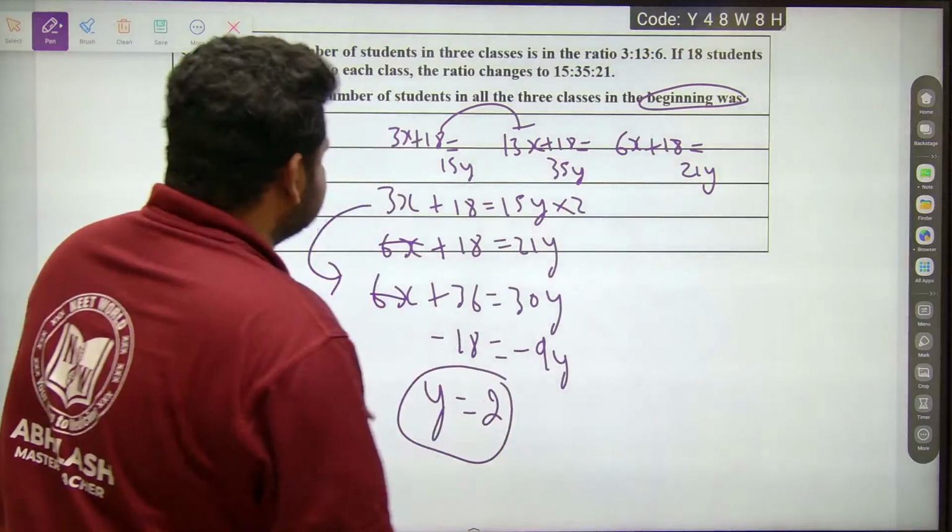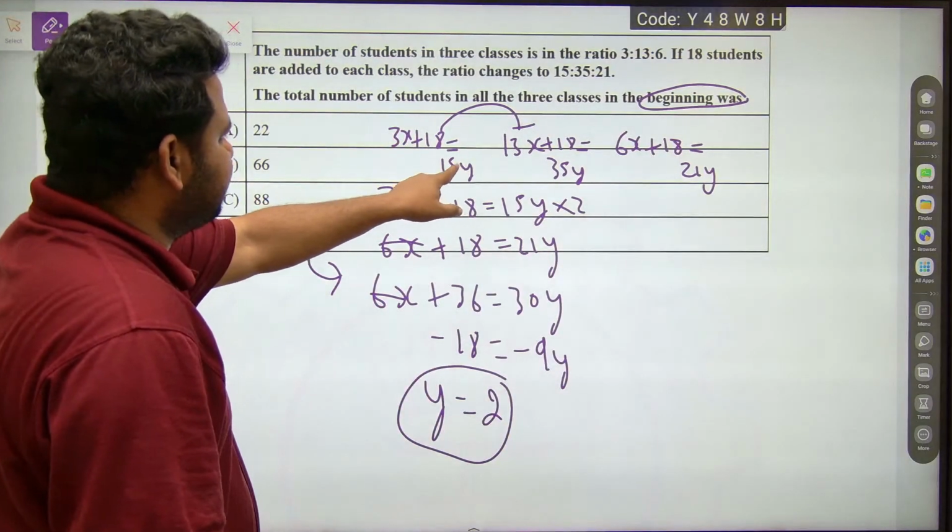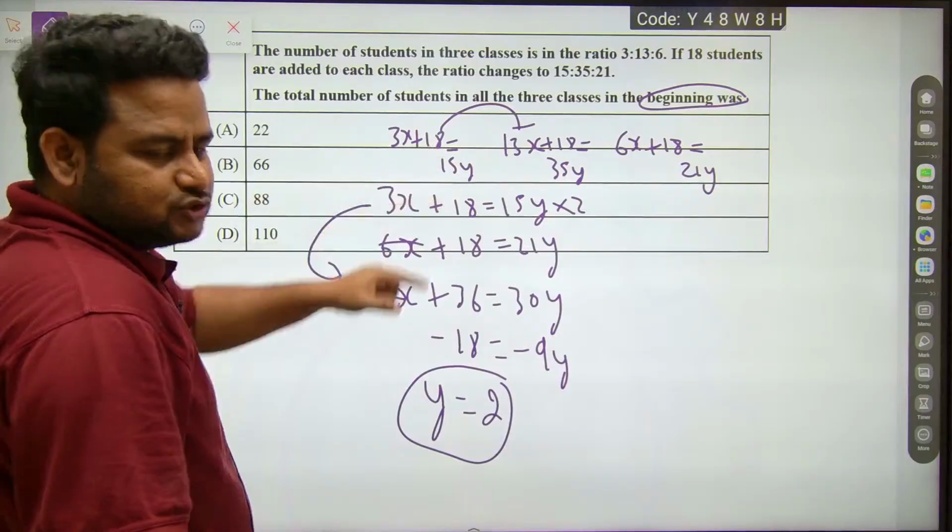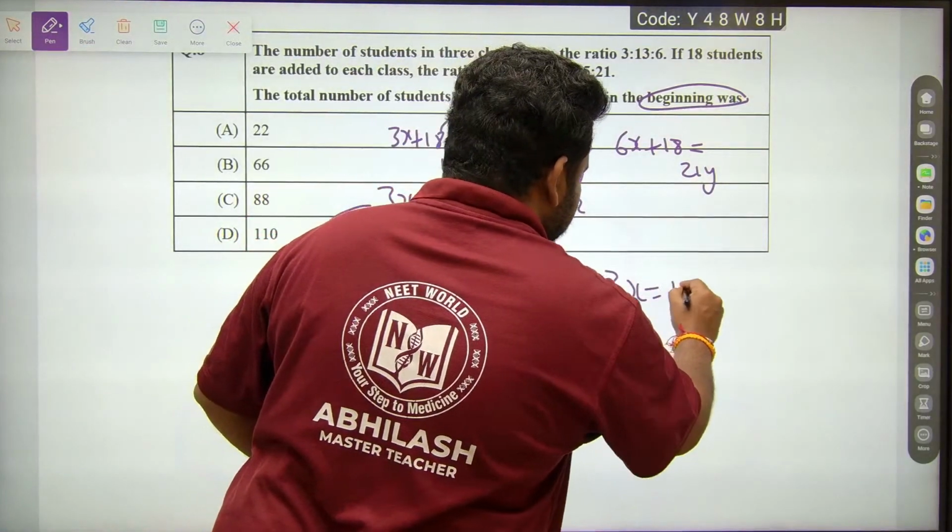So if I put y is equal to 2 in any equation, 15 times 2 is 30, 30 minus 18 is 12. So 3x is equal to 12. So x will be equal to what?